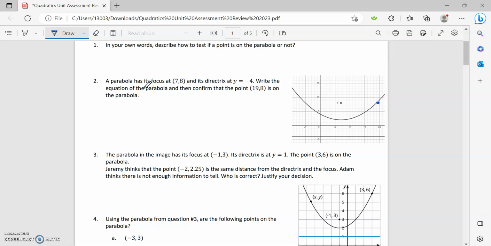Okay. So I'm just going to jump to, let's test or confirm that this point is on the parabola. We said in question 1, one way to do that is to measure the distance to the directrix. Well, I know that I'm up 8 because the point says (19, 8). So I've gone 8 units up from the x-axis plus another 4 down to my directrix, because the directrix is the line y equals -4. So that is a total distance of 12.